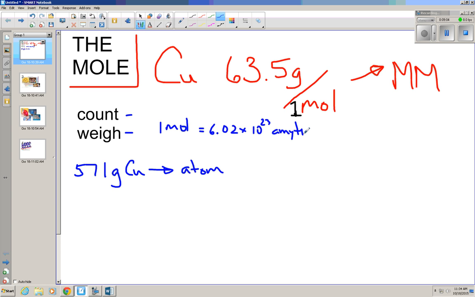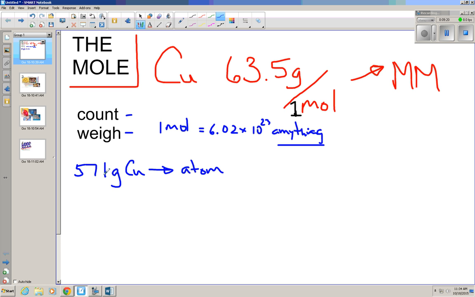I think I spelled anything wrong, but there you go. It's close enough to anything. 1 mole of anything is 6.02 times 10 to the 23 of anything. So here's how we're going to set up this problem.